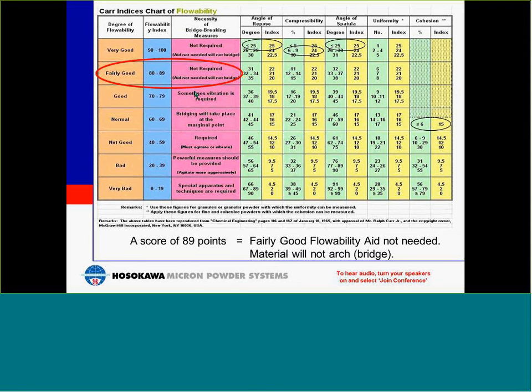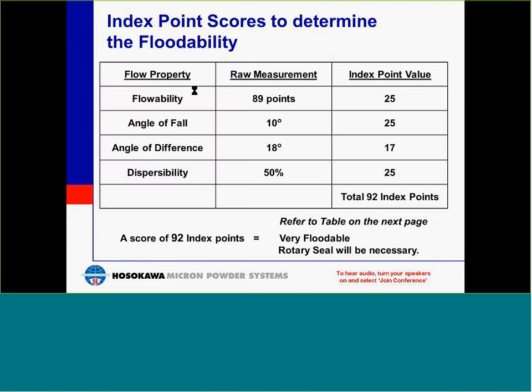Flowability point of 89 with the index value. Take them together, come up with a total. Now, mind you, this is an example, so don't take this for any specific product. And then look at the chart. Our flowability value, convert that to an index. We take our angle of fall, our angle of difference and dispersibility, convert to index values, and reference that on the chart here, in this key here, 92.